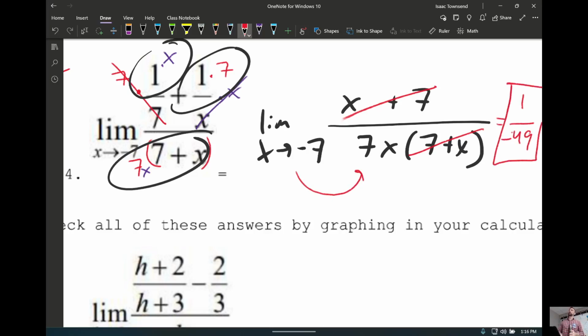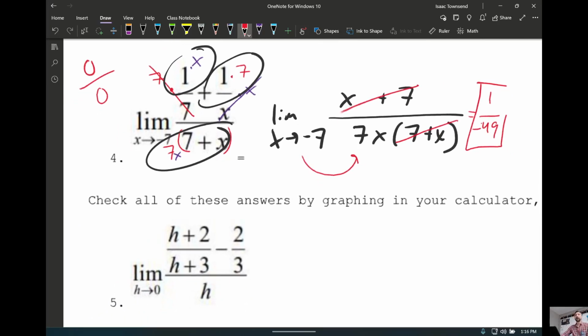And if you're not left with 0 over 0, if you're not in indeterminate form, what you get should be your answer. So again, the real trick to this is just knowing to multiply everything by 7 to get rid of one denominator, and then multiplying everything by x to get rid of the other denominator.